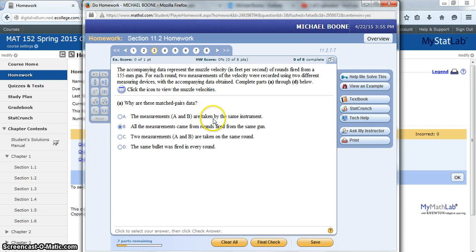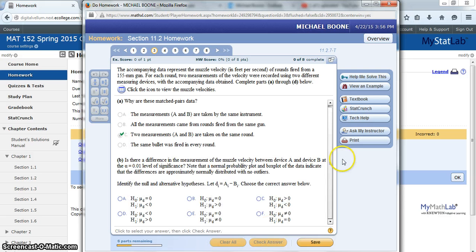The measurements A and B are taken by the same instrument. There's 2 measuring devices. 2 measurements A and B are taken on the same round. 2 measurements of the velocity were recorded using 2 different measuring devices. Oh, totally wrong. I get them wrong too. So 2 measurements A and B are taken on the same round. So it's the same bullet, and then we have 2 different measuring devices. So let's check that one, and hopefully that one's right. So Boone makes mistakes too. Boone makes mistakes every day.